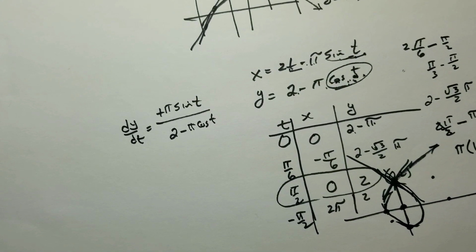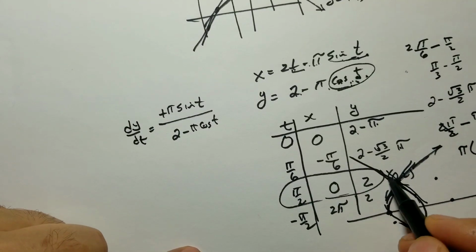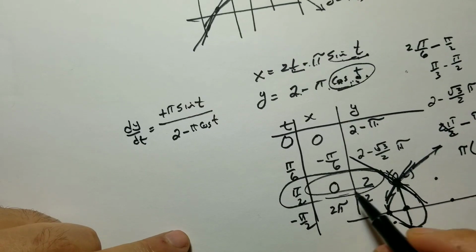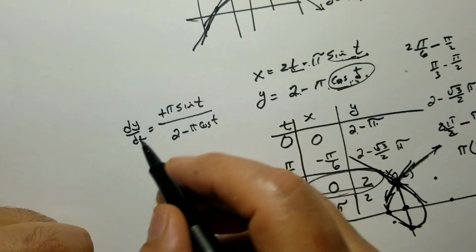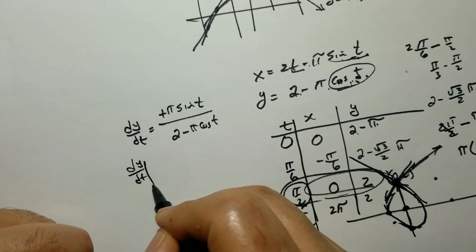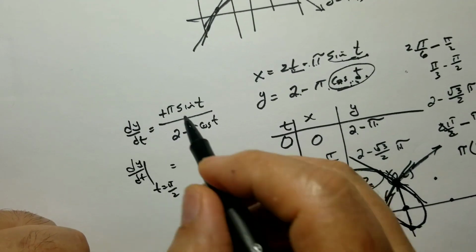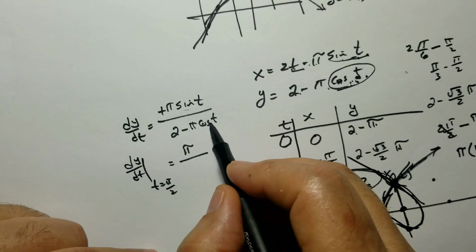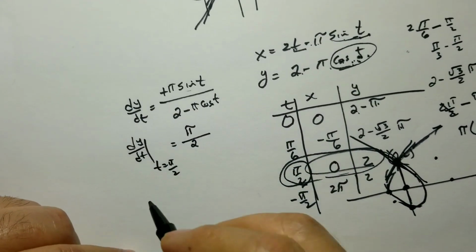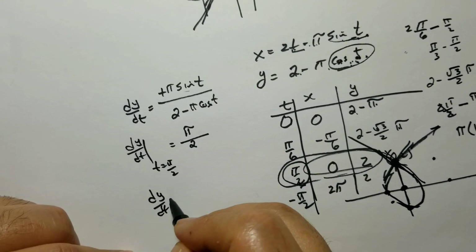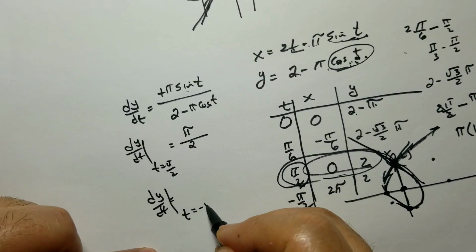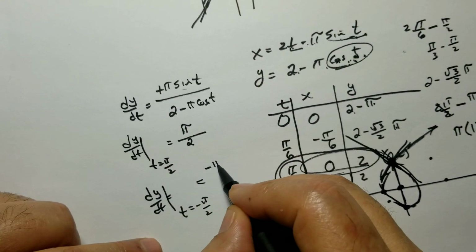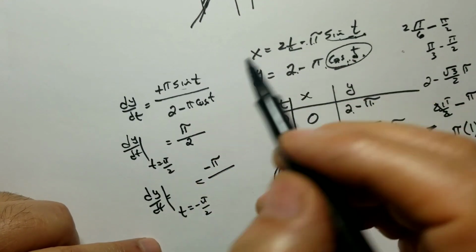Okay. Then, remember, at the point of intersection, which t was π/2. Let me see, what is my derivative at t equal to π/2? Sine of π/2 is 1, you get π. Cosine of π/2 is 0, you get 2. What happens if I put dy/dt at t equal to negative π/2? Sine of negative π/2 is negative 1. Cosine of negative π/2 is 0.